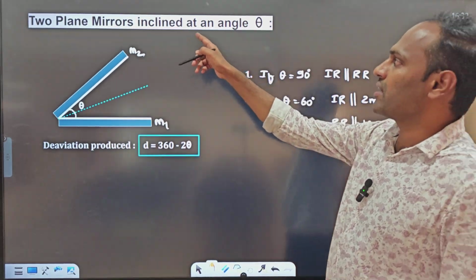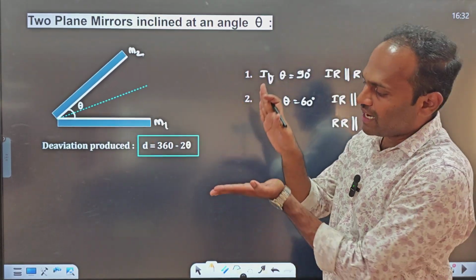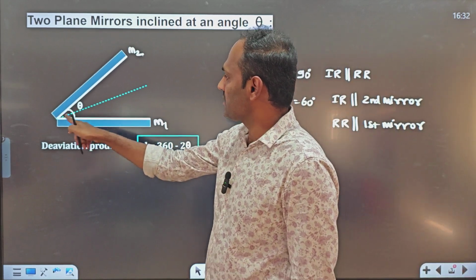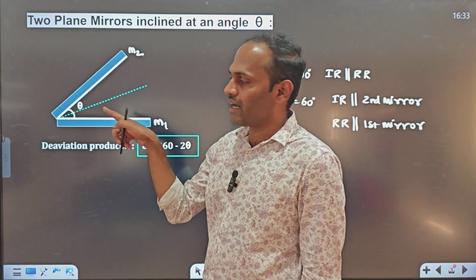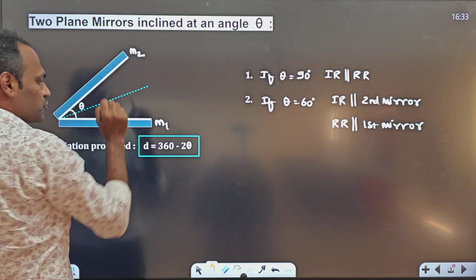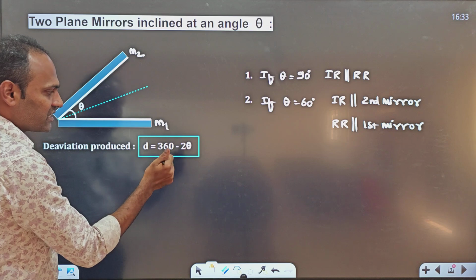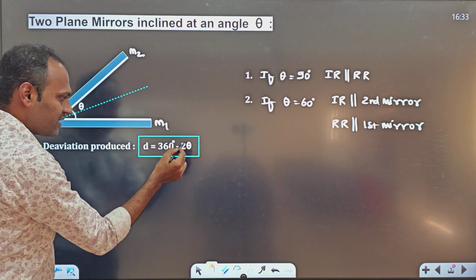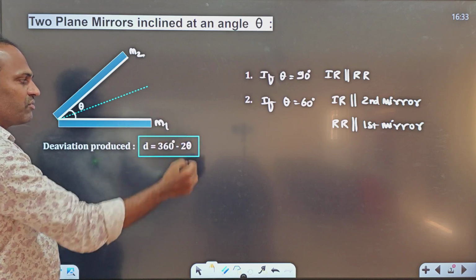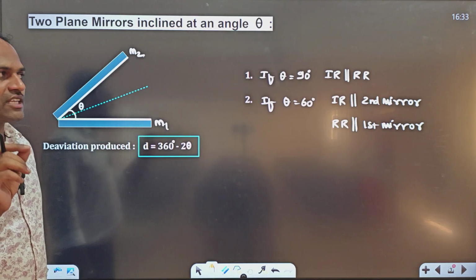See, if two plane mirrors are inclined at an angle theta with each other, suppose we keep two plane mirrors like this. The angle between the two plane mirrors is theta and this is the bisector of that theta, which divides the angle into two equal parts. So the deviation produced by these two plane mirrors is given by d is equal to 360 degree minus 2 theta, where theta is the angle between the two mirrors. So the deviation in between the two mirrors is 360 degree minus 2 theta.